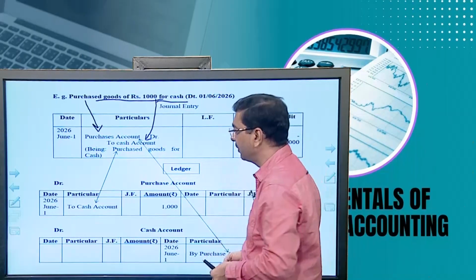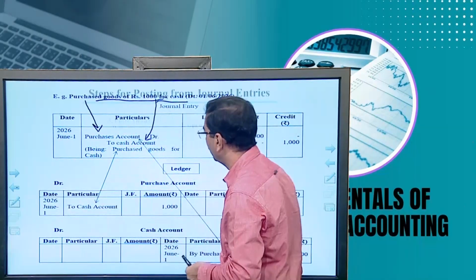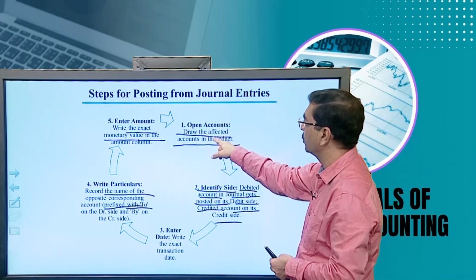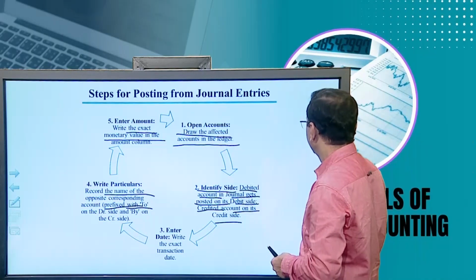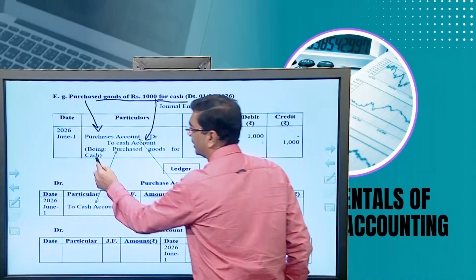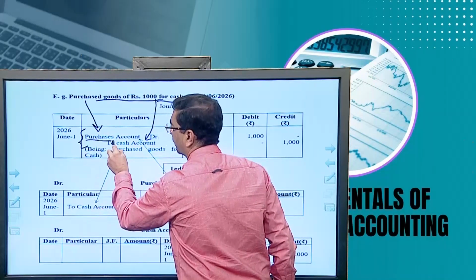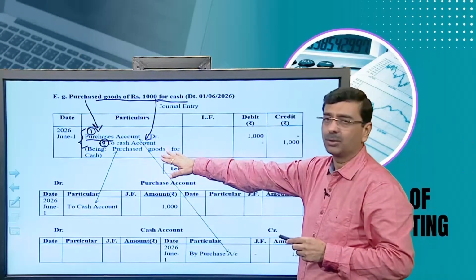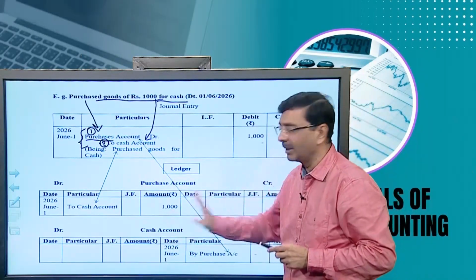Now we need to identify how many accounts. If you go to the previous slide once again, I'll tell you what the things are. What was the first thing? The first thing is to open accounts, draw the affected accounts in the ledger. So now we need to identify the ledger accounts. Which are the ledger accounts to be prepared in the ledger book? One is purchases and the second is cash. So these are the two accounts which we need to prepare: the purchase account and the cash account.